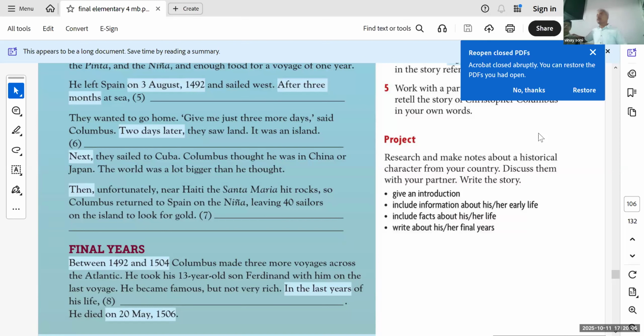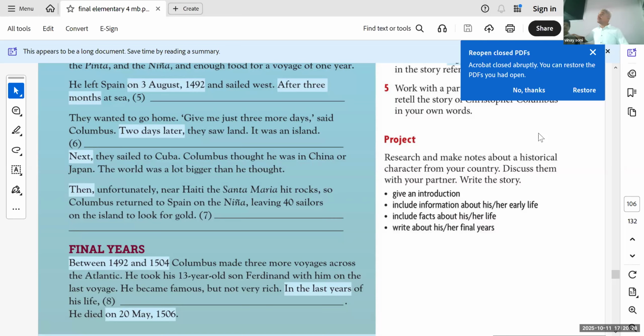Right. And on the last journey, on the last voyage, what was the special thing about the last voyage? He took his son with him. What was the name of his son? Ferdinand. Why did he name his son Ferdinand? Yeah, to show respect for the king. He named his son after the king.